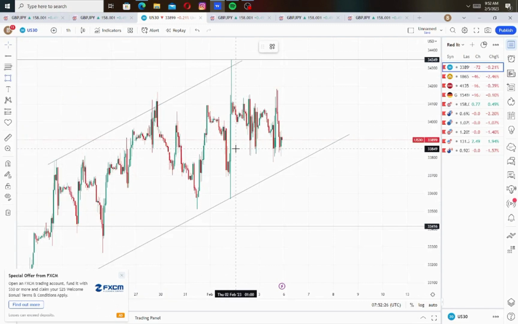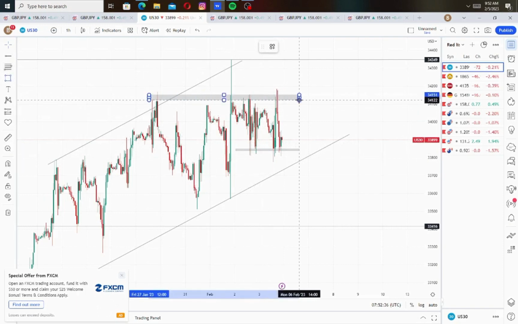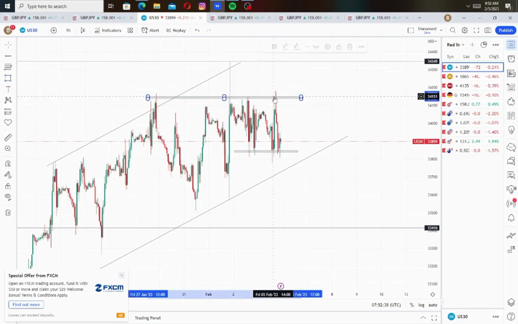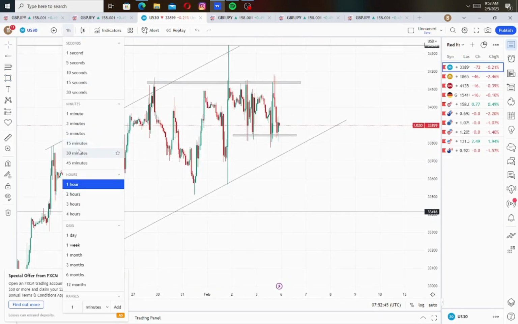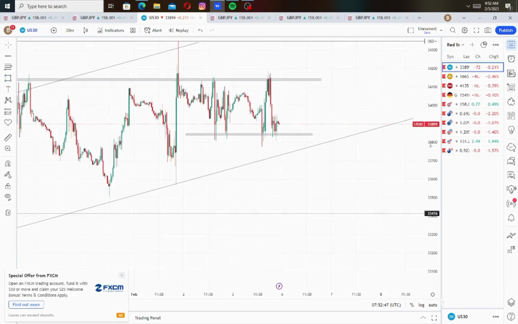On the 4 hour, I'm gonna mark this area here because it's a support, as y'all can see, and I'm gonna mark this area as well because it is a resistance on the 1 hour. I'm gonna dive into that.